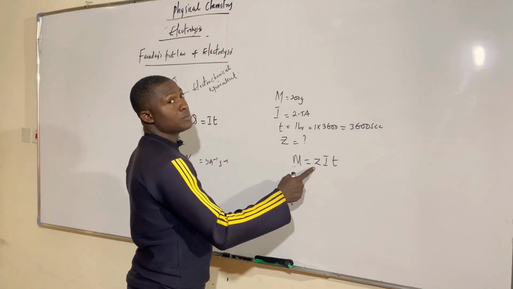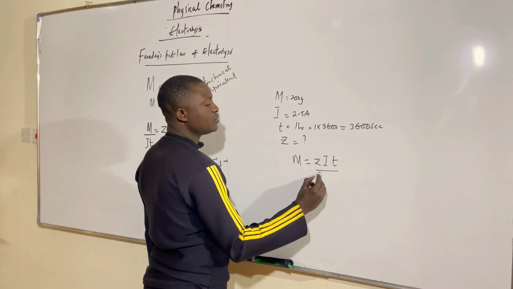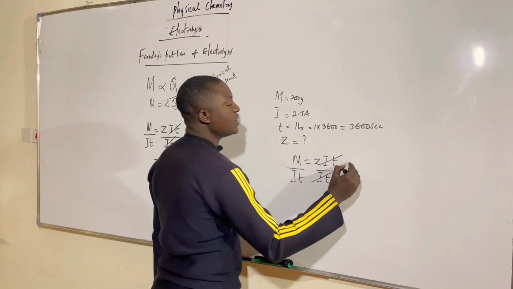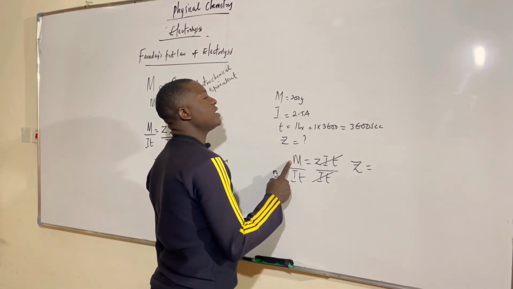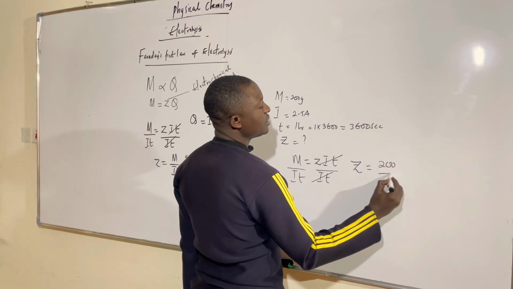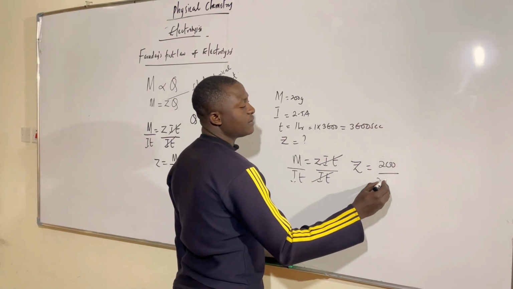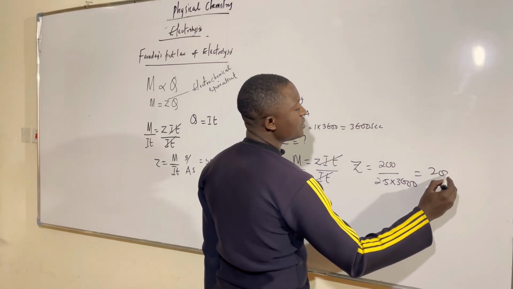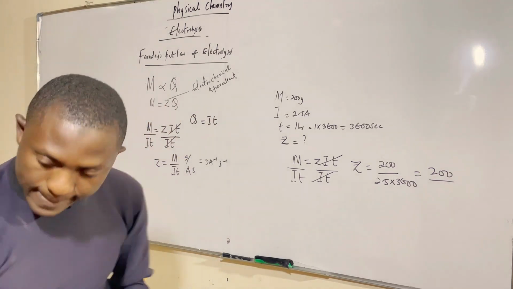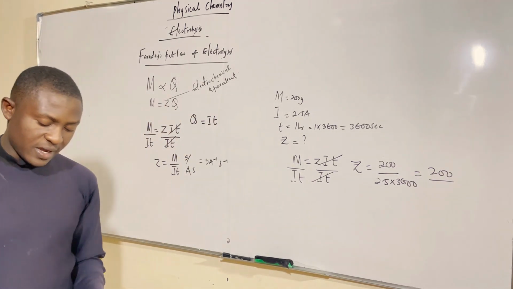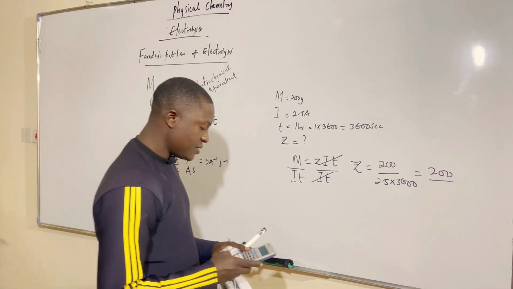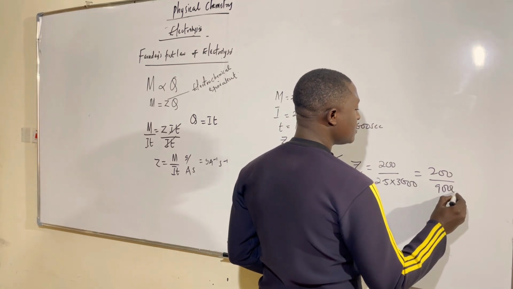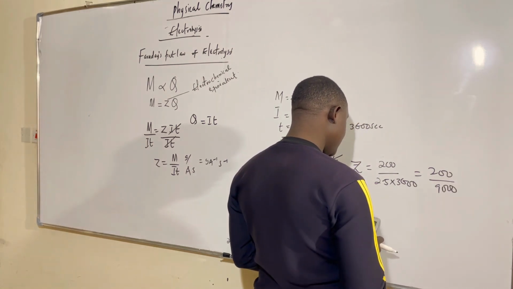So since I'm looking for the electrochemical equivalent, I can make it the subject, divide all through by I T. So if this cancels this, we have Z is equal to our mass, which is 200, divided by the current, which is 2.5, and we are given the time to be 3,600. So here we have 200 divided by 2.5 multiplied by 3,600, which is 9,000. So 200 divided by 9,000.